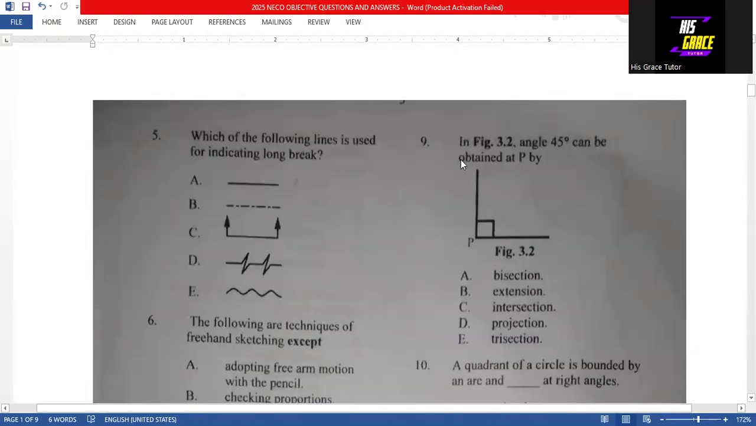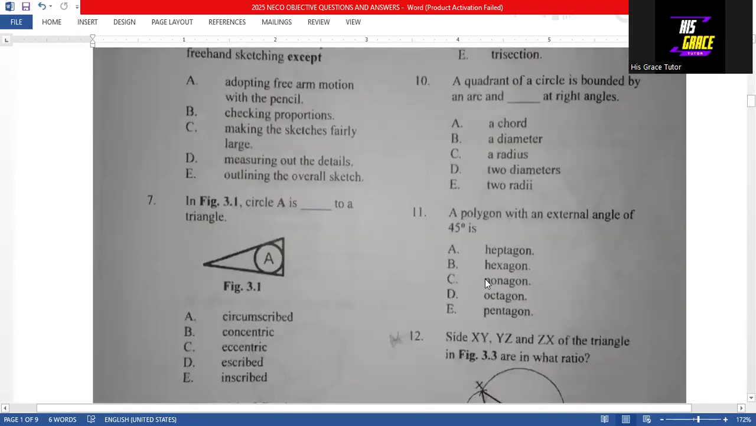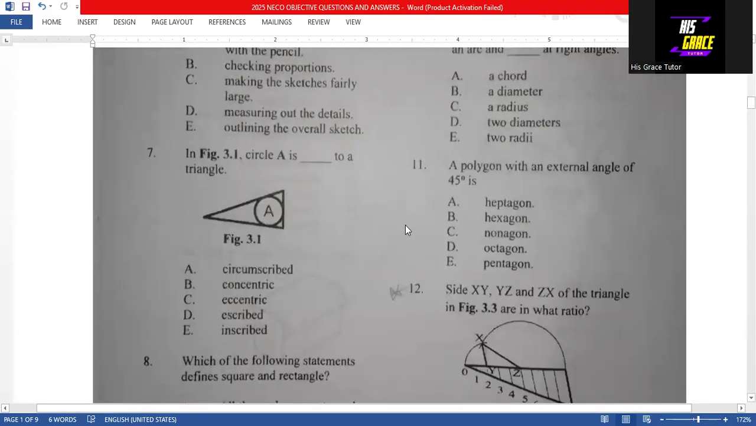Then question nine, in figure 3.2, angle 45 degrees can be obtained at P by bisection. That is option A, gives us the answer to question nine. Then question 10, a quadrant of a circle is bounded by an arc and two radii at right angles. So the answer is option E to question 10. Then going to question 11, a polygon with an external angle of 45 degrees is an octagon. So that is option D is the answer to question 11.